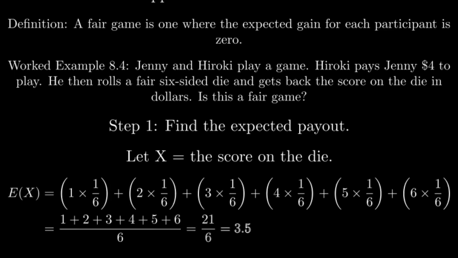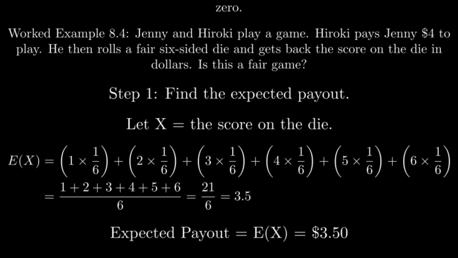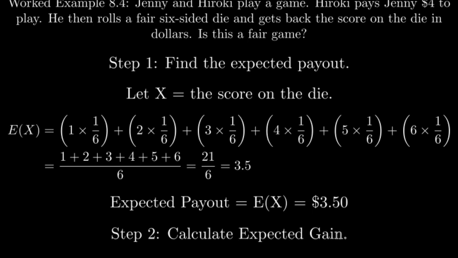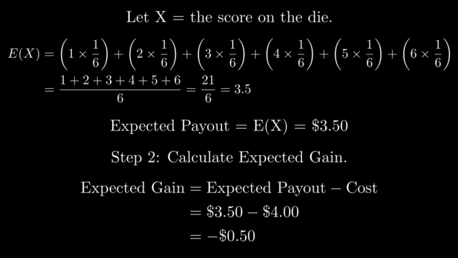We calculate the expected value of X, which is the expected payout. Multiplying each outcome by its probability and summing them up, we get 3.5. We saw this exact calculation earlier. So on average, Hiroki can expect to receive a payout of $3.50 each time he plays. Now for the final step, compare the expected payout to the cost. Hiroki's expected gain is his expected payout of $3.50 minus the $4 he paid to play. This gives an expected gain of -50 cents.